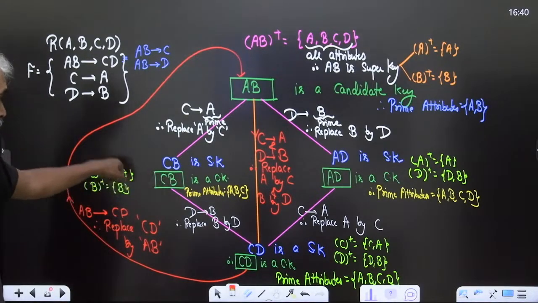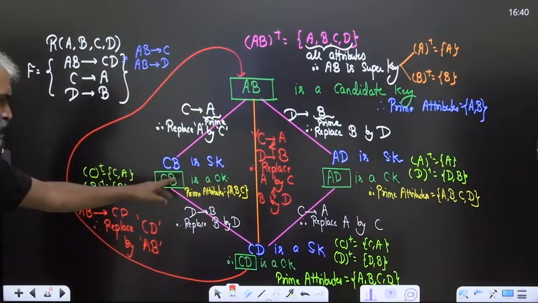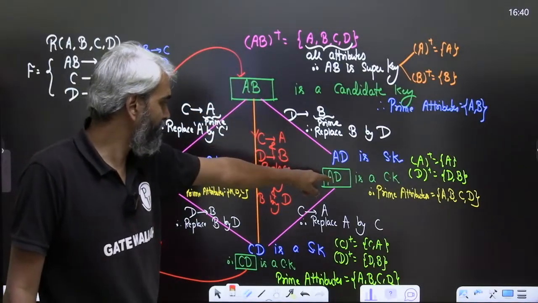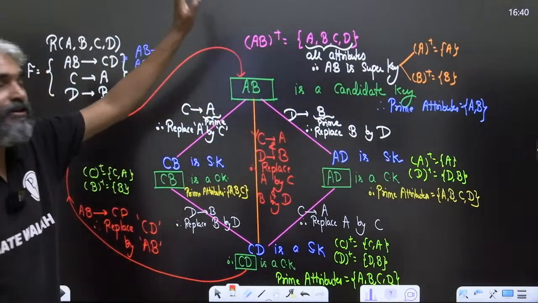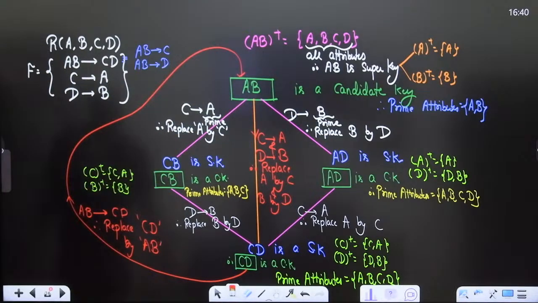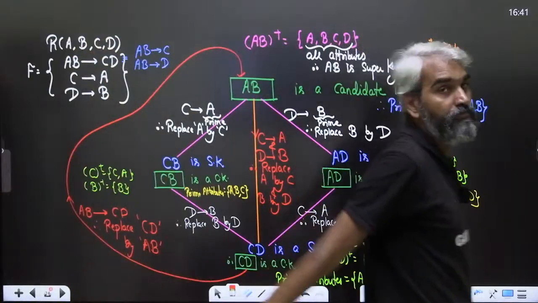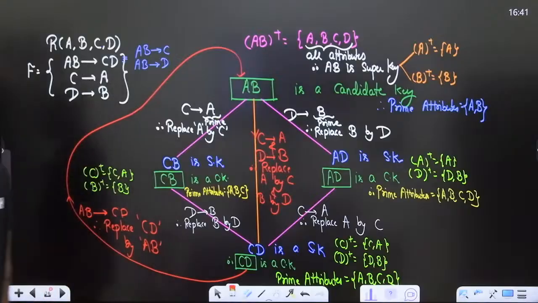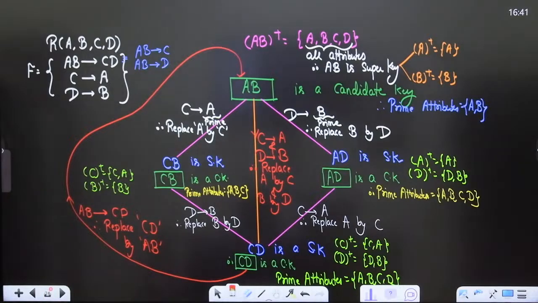Here, if you replace this B by D, and if you again replace this C by AB, you'll reach the same position. If you replace D by AB, then also you'll get the same thing. Is there any other possible choice of replacement that can generate a new super key? No. So once there is no other choice left, you will say that these are the only candidate keys possible for this relation.